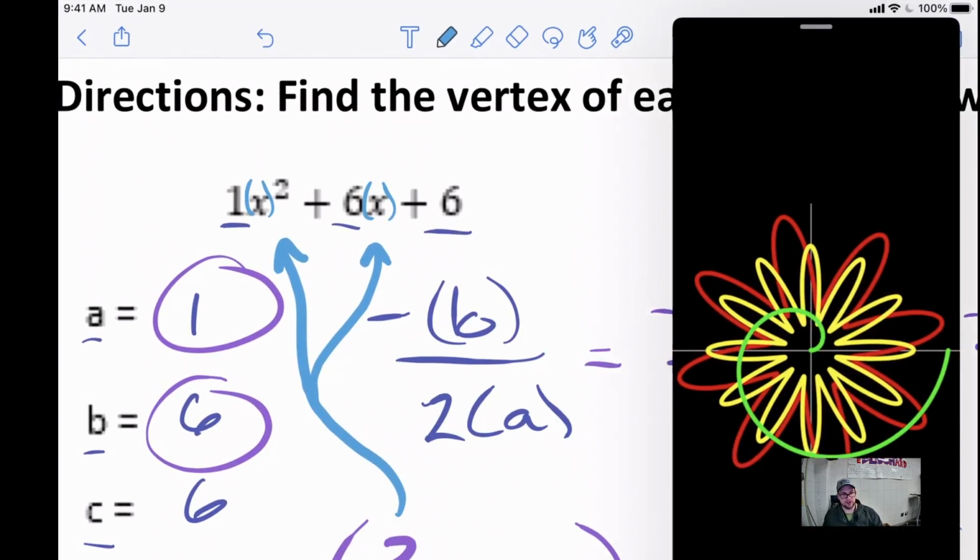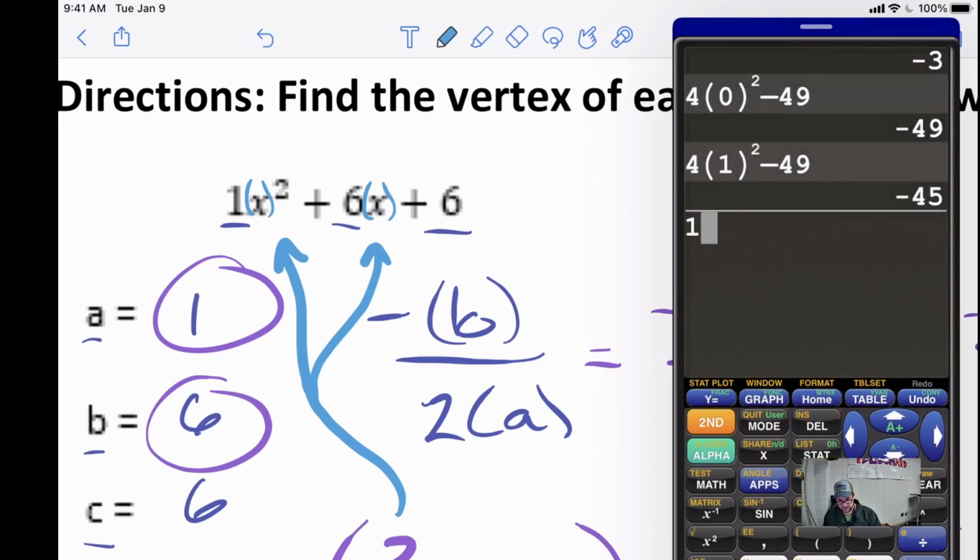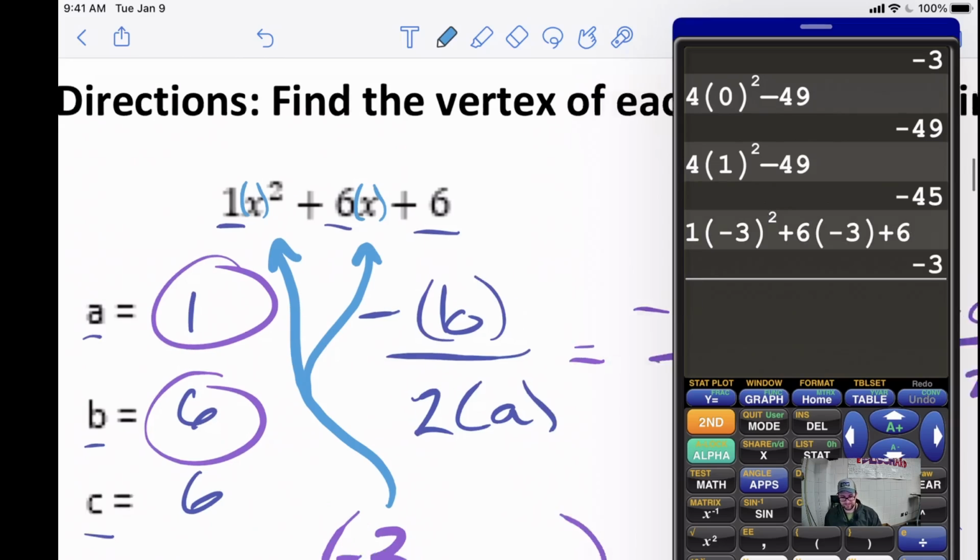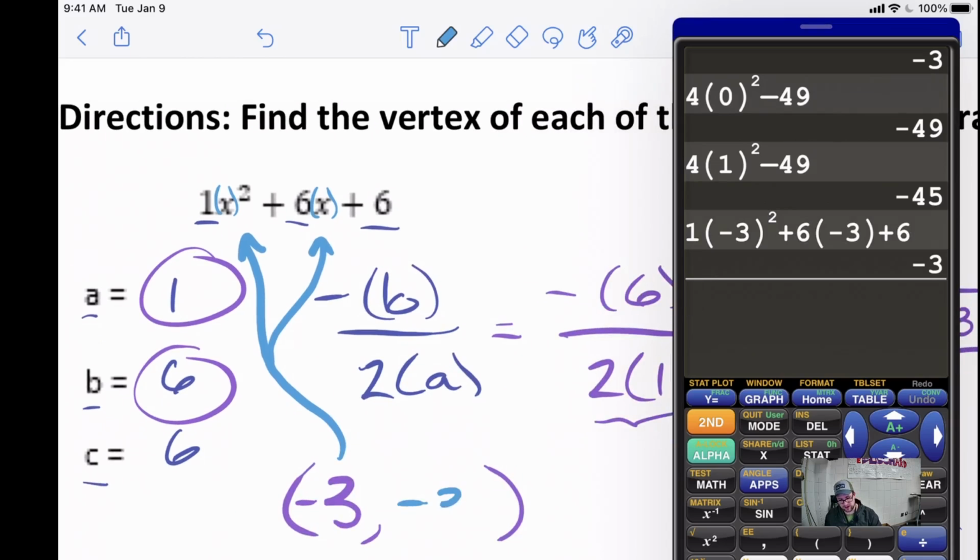So coming over here, let's grab our calculator. We're going to have 1 parenthesis, negative 3 to the second power, plus 6 parenthesis, negative 3, and then plus 6. And let your calculator do the work for you. And you're going to find out that when our x was negative 3, our y ended up being negative 3 in this problem. Let's do one more, and then we'll save one of those for you.